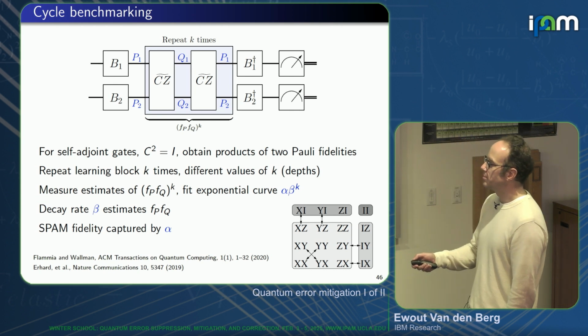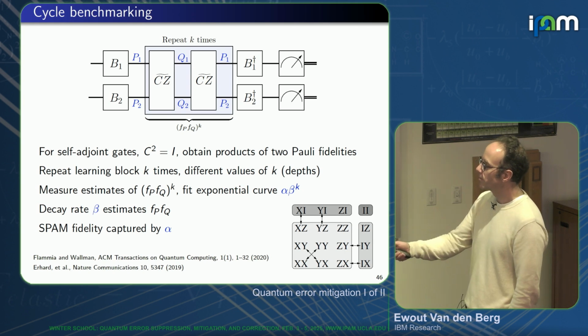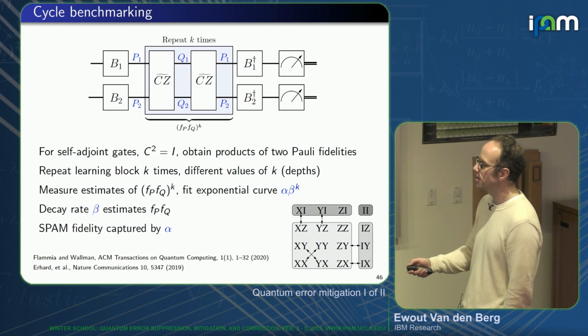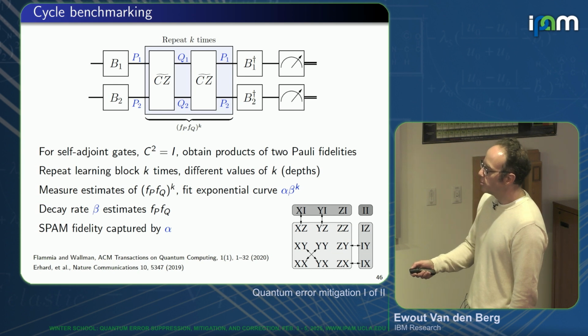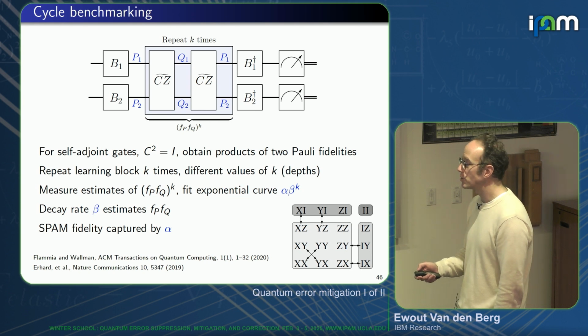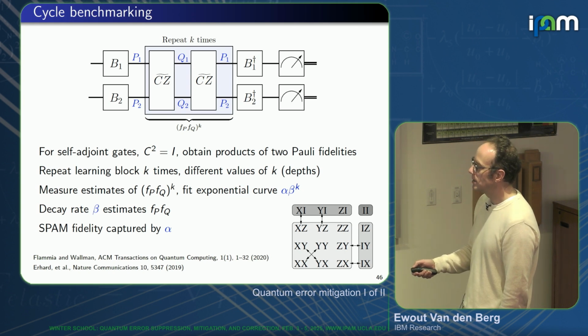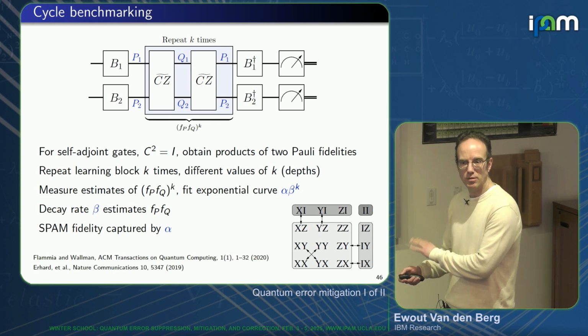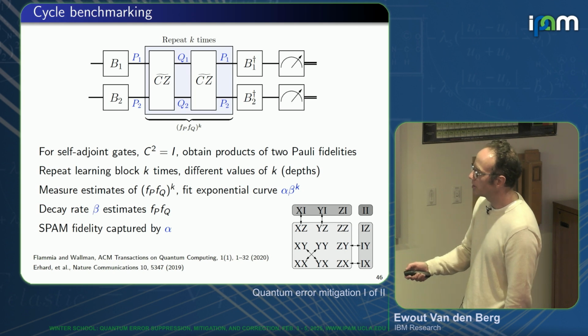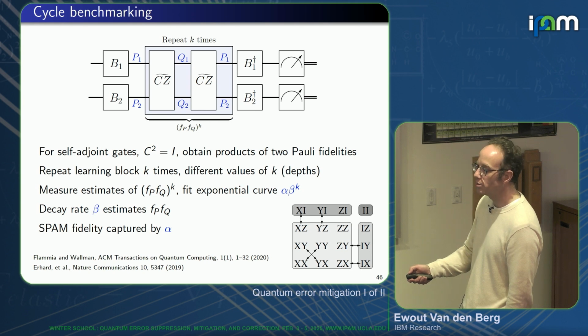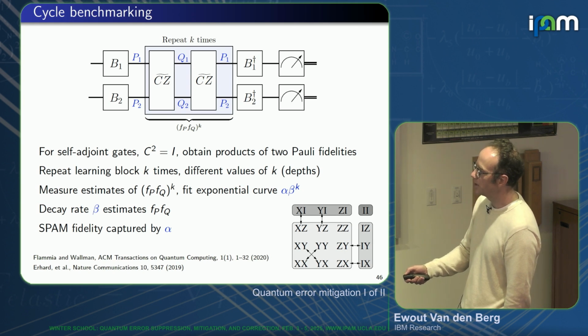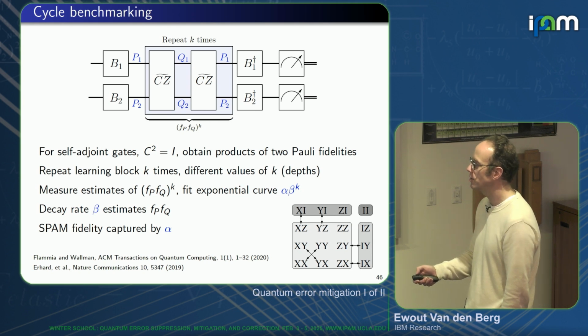So you do this for different depths, maybe with basis changes if you want. You measure the fidelities to the power k, and you just fit an exponential curve to it. So this will always have one state preparation and measurement, or SPAM, error term in front of it, and the decay rate beta will just be the product of fp and fq. The state preparation and measurement there is captured by this alpha. So that's how you measure it.